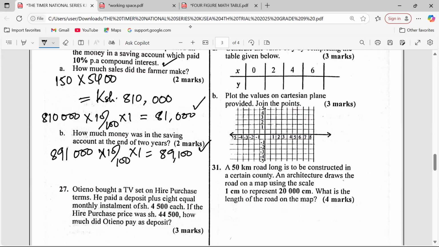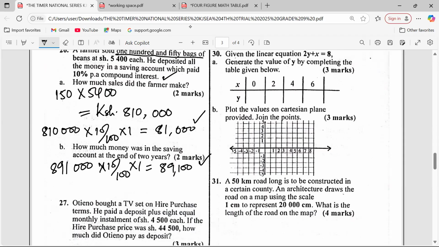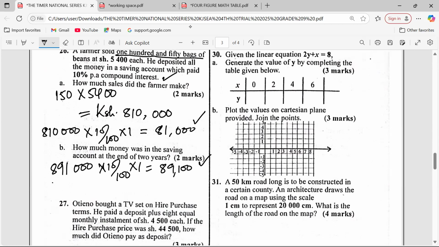So what is the amount in the savings account now? We can add the two interests to the initial amount, or we talk about the new principal and the interest earned. And this is going to be 980,100 Kenya shillings. That way. Number 27.